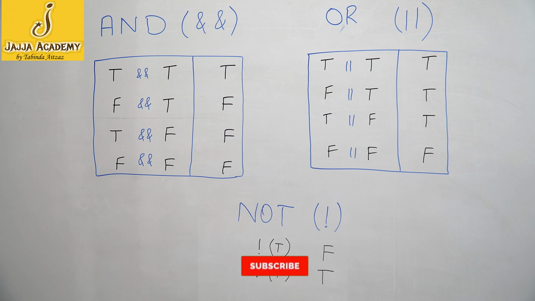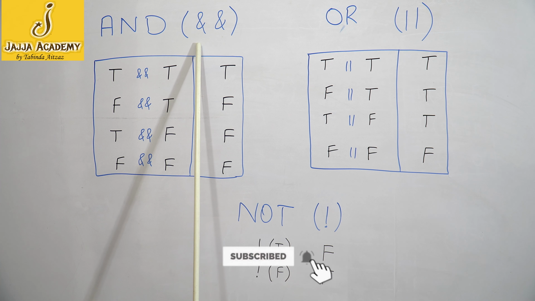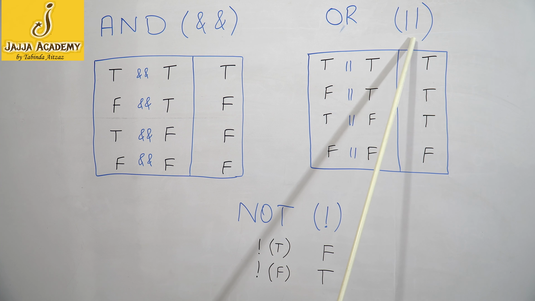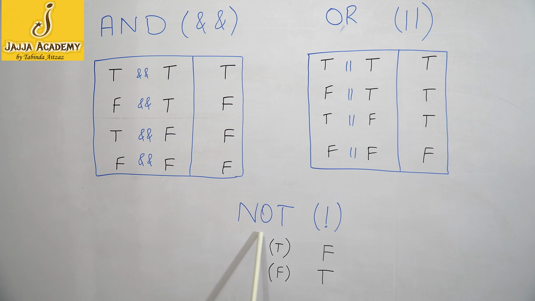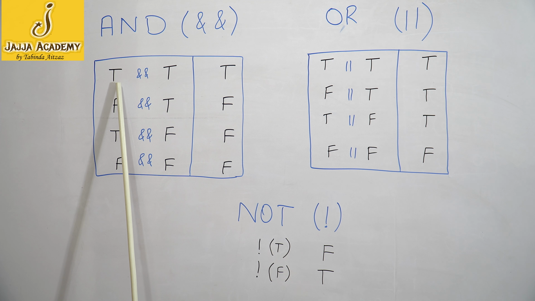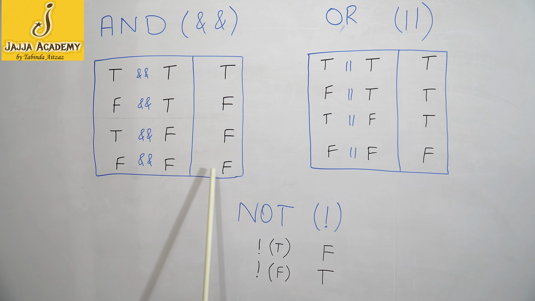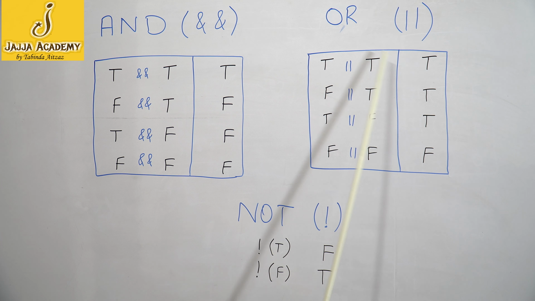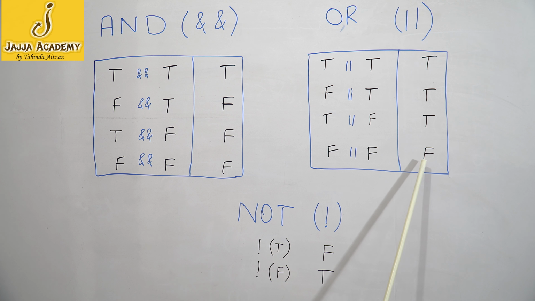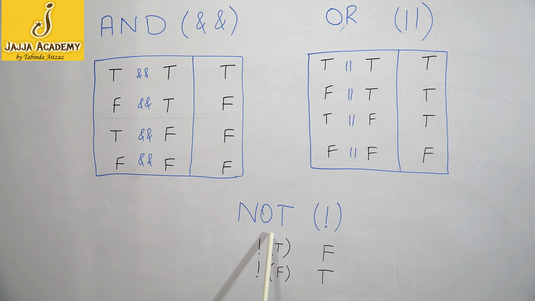Let's summarize the three logical operators. The AND operator is represented by the double ampersand symbol. The OR operator is represented by double vertical bars, and the third, the NOT operator, is represented by an exclamation mark. The AND operator returns true only when both conditions are true. Otherwise, it returns false. But the OR operator returns true when any of the two conditions is true. Otherwise, it returns false.